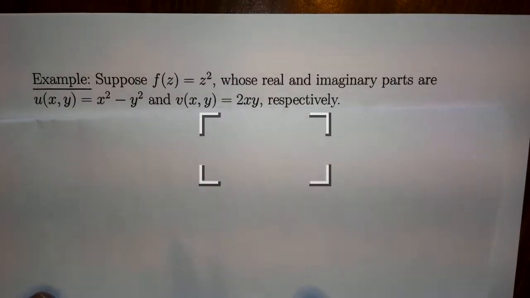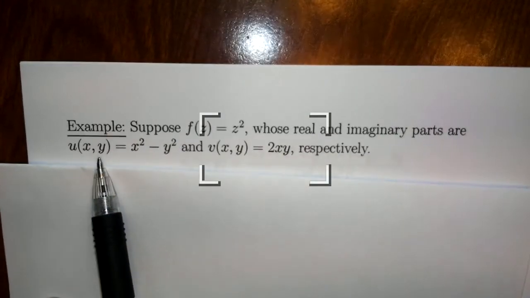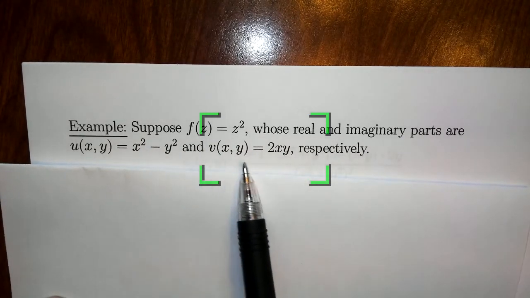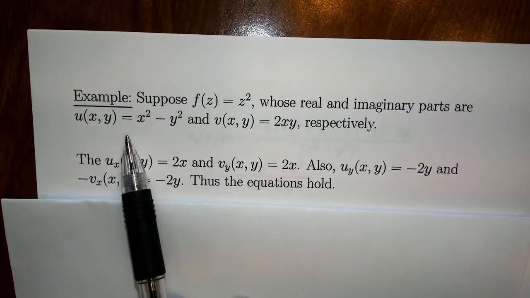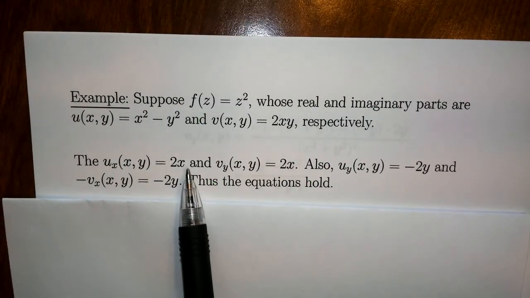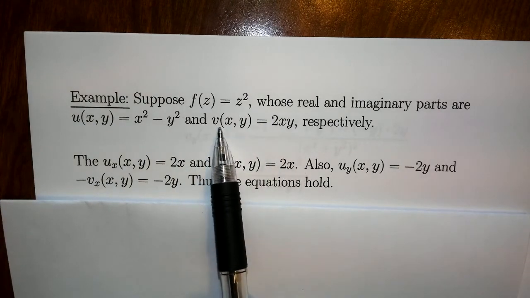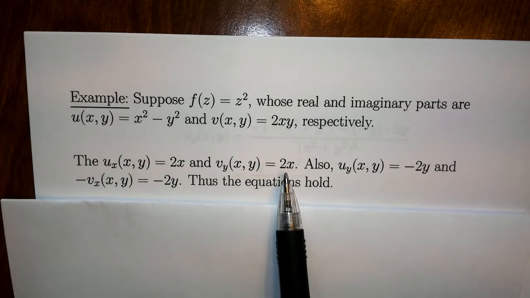Let's take a look at an example. We discussed f of z equals z squared a moment ago. Its real and imaginary parts are x squared minus y squared and 2xy, respectively. Let's take the partial of u with respect to x. We treat y as a constant, so we get 2x. Let's take the partial of v with respect to y. We treat x as a constant, and we get 2x.